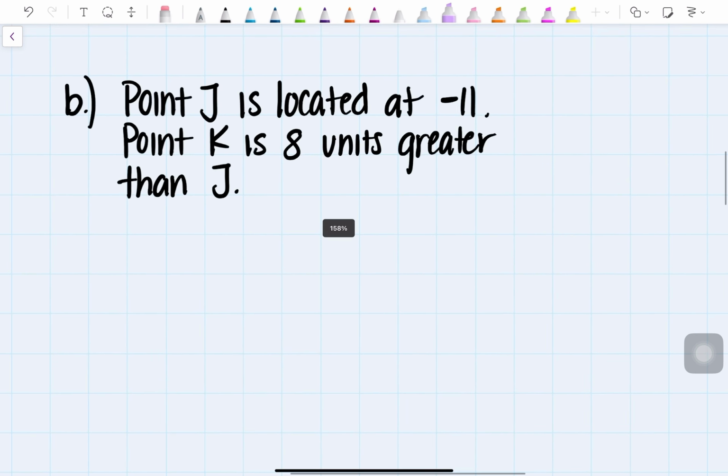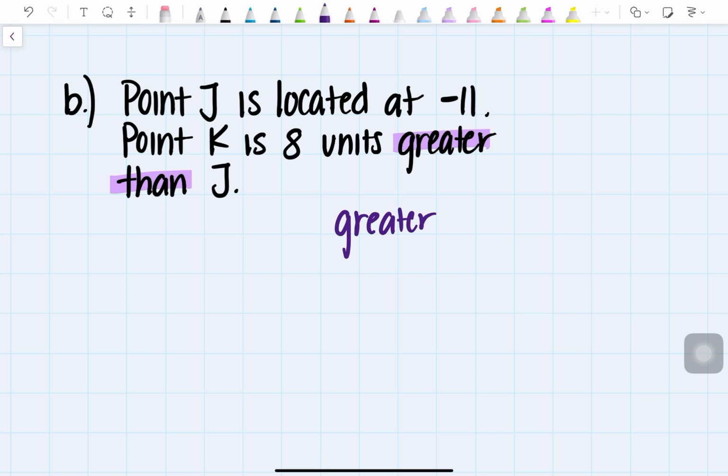Let's take a look at the next one. In this case, guys, we have point J located at -11. And point K is 8 units greater than J. Keyword for us there, guys, is greater than, right? Greater than in this case means that there's an increase. So let me just write that. Greater than actually talks about something being bigger. Right? If it's bigger, that means that it's increasing, which means it's going to be a positive.